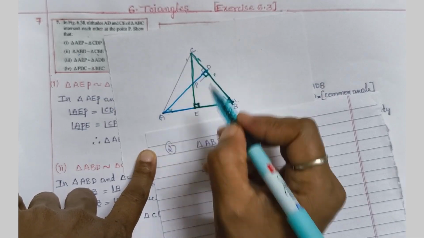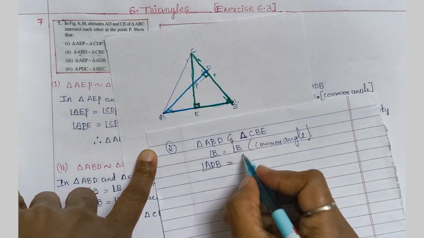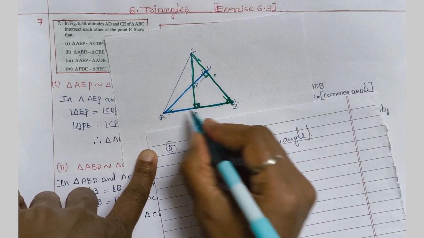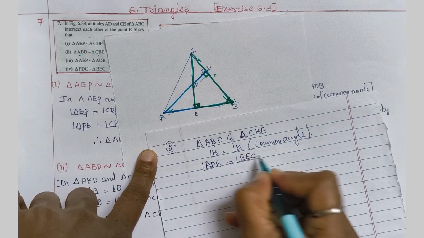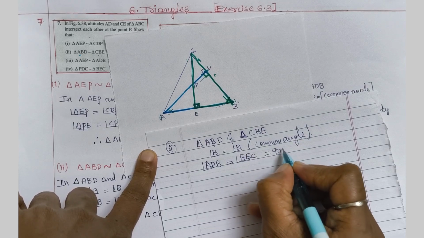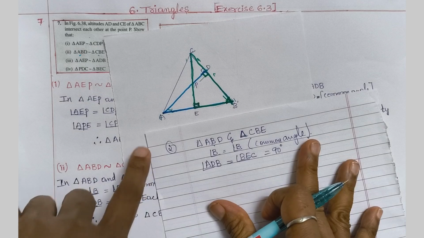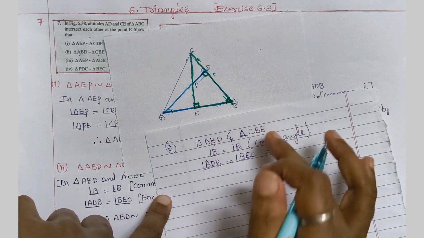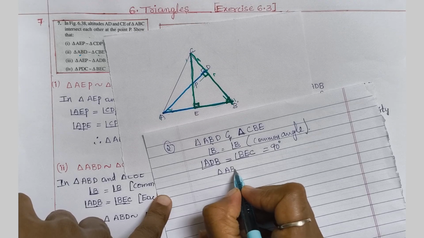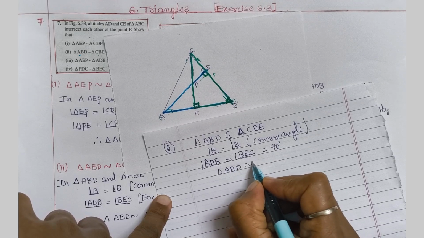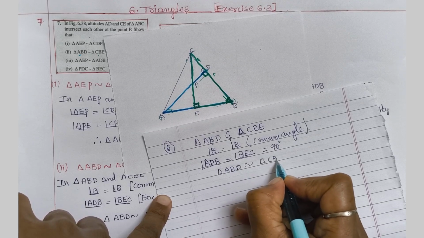BEC. Take it, otherwise CEB, any way you take it. So now we are taking BEC. Angle BEC is equal to angle, both are 90 degrees, as given in the question. So using these, the two triangles are congruent. Write it: triangle ABD is congruent to triangle CBE.